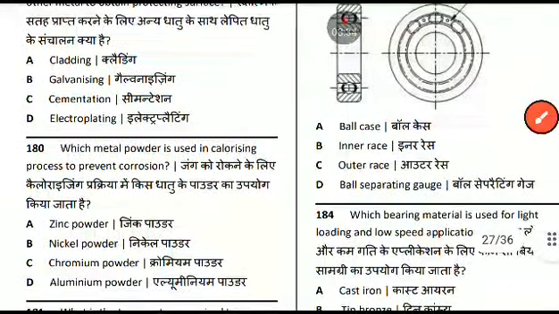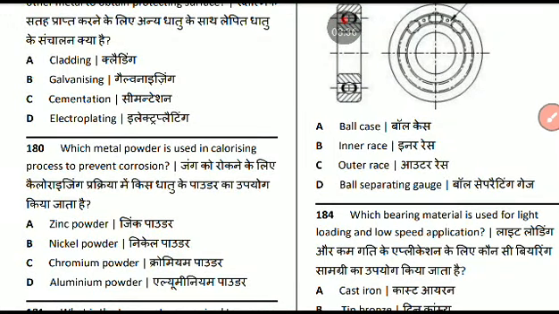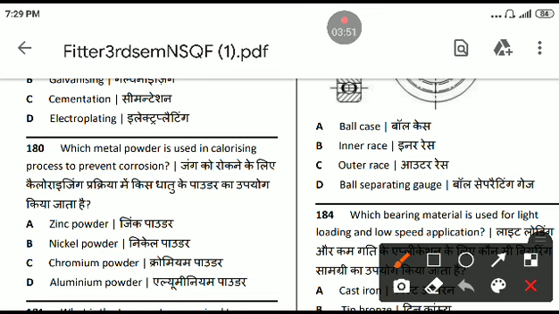Which metal powder is used in colorizing process to prevent corrosion? Option A zinc powder, option B nickel powder, option C chromium powder, option D aluminum powder. Option D, aluminum powder.